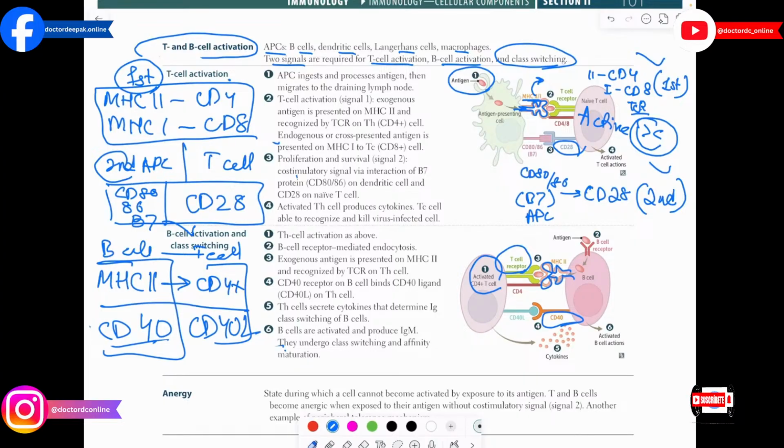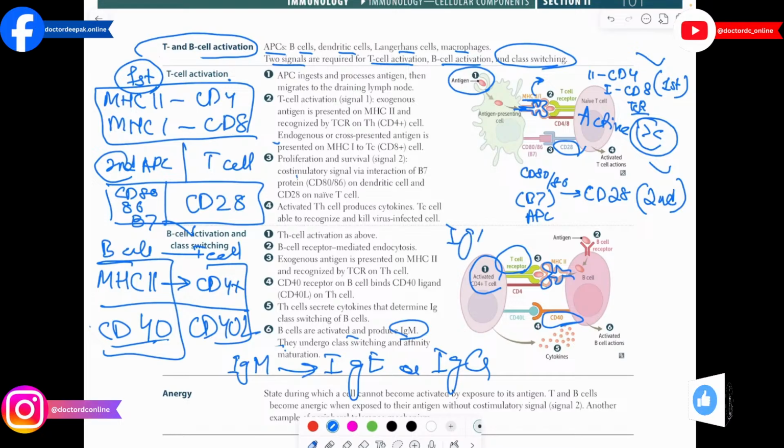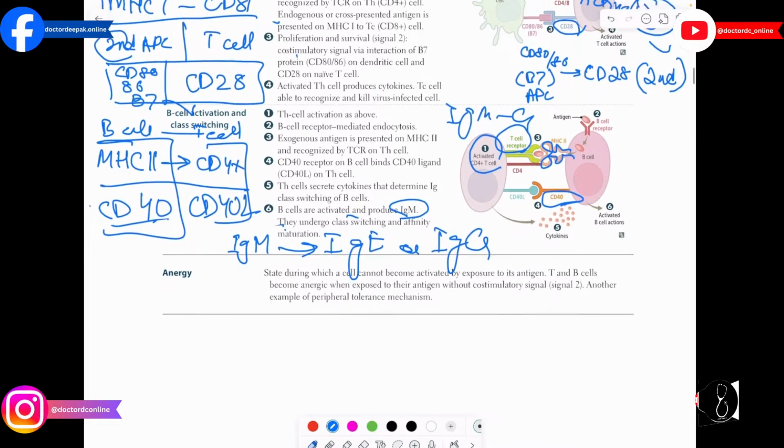Class switching means the formation of immunoglobulin changing its nature from one immunoglobulin to another. For example, the B cell is activated and produces IgM. Now after class switching it is going to produce IgE, IgG and so on. That is class switching. Class switching also happens from IgM to G and G to M. So I think it is already understandable for you.